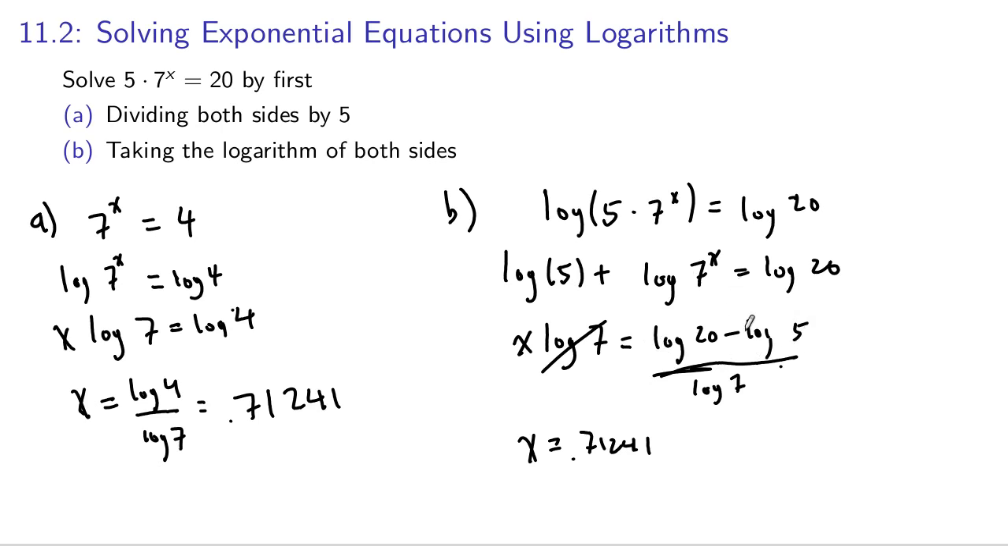Now we could use the rules of logarithms to combine this into log 4 and see why this is the same. Remember, if we're subtracting two logs, we can divide the two numbers in one logarithm. And of course 20 over 5 is 4. And so now you can see analytically these are the same number, log of 4 over log of 7.